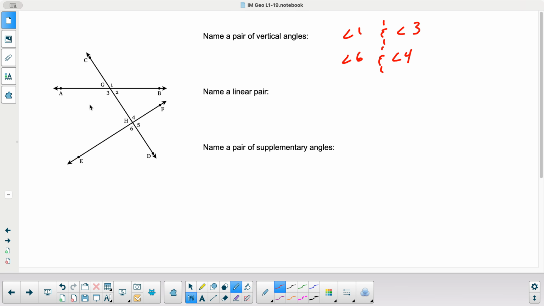All right, linear pair. There's actually 8 linear pairs here, so I'll just pick one from up here and pick one from down here. Angle G and angle 1, okay? Right here, they form a straight line linear pair. Down here, let's go, I don't know, 4 and 5.